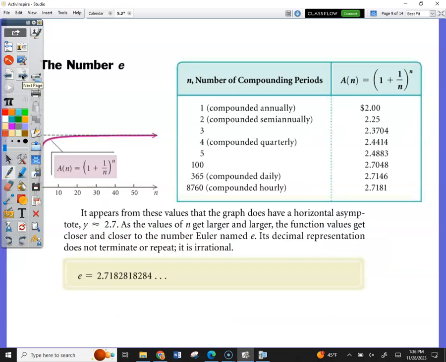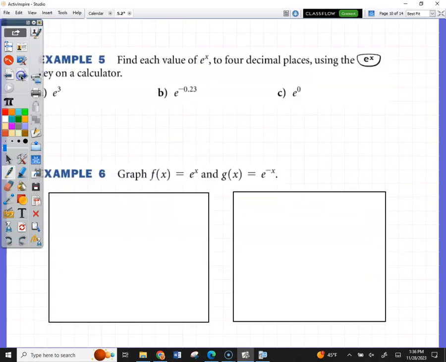This slide is the graph of the compound interest formula, and then it is showing you the decimal value for E, 2.71828182884, yada yada yada. This T-chart right here is the same T-chart that was on the other slide. The purpose of this is to show you that E is gradually approaching 2.7 in an exponential growth problem. Go to the next slide.